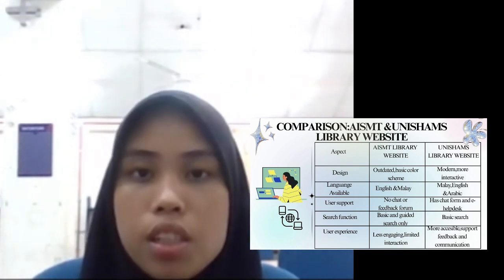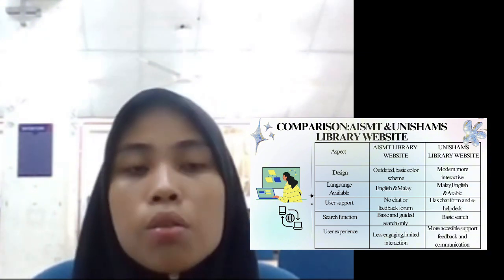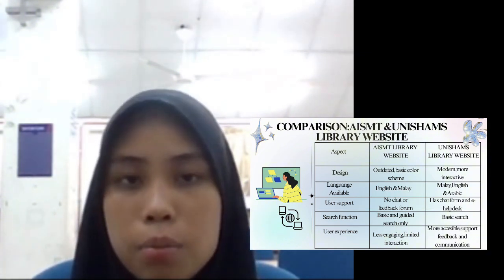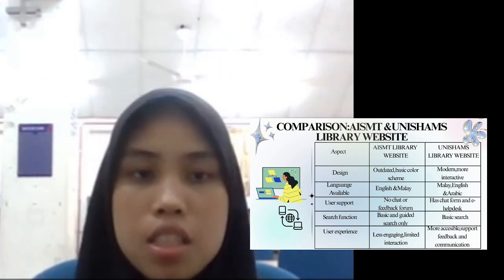On the other hand, the Unisham library website is more modern and interactive. It has three languages, including Malay, English, and Arabic, and includes more menus for easy navigation. Now let's talk about accessibility.